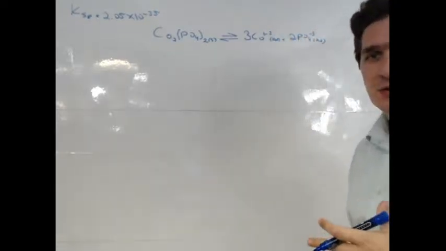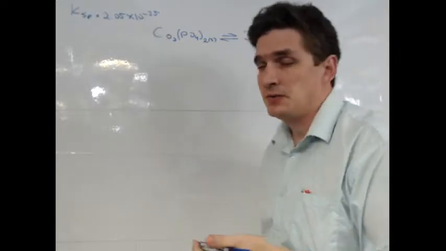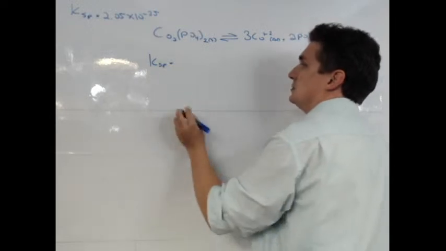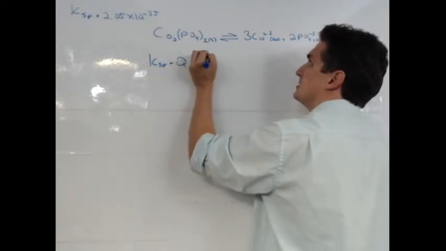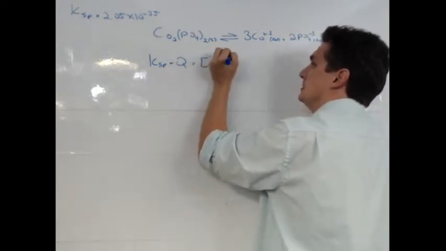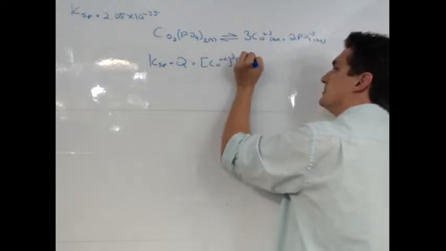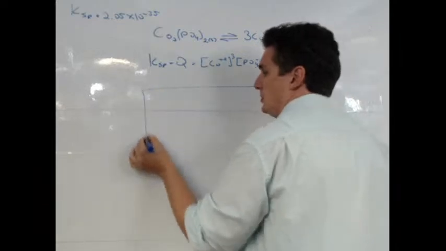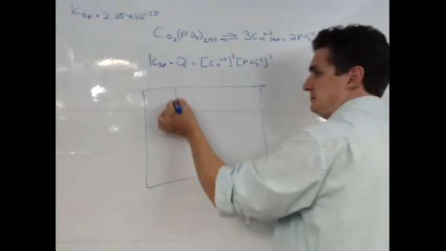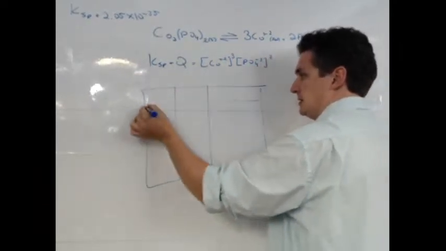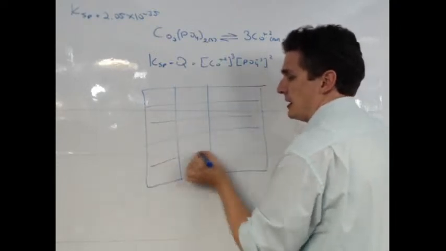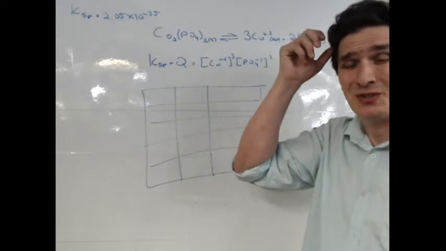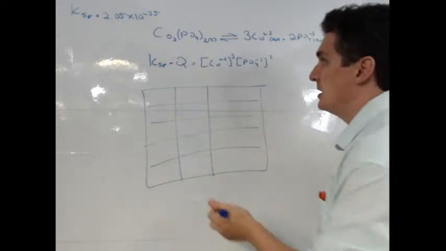Now to solve for the concentration, we need our 3 things. We need our expression for K. We need our expression for Q. We're at equilibrium, so we have to set it equal to the equilibrium constant. So this is cobalt to the 3rd power times phosphate to the 2nd power. We also need our IC table. Again, we can drop the solids and any liquids because they're not going to show up in our expressions for Q.